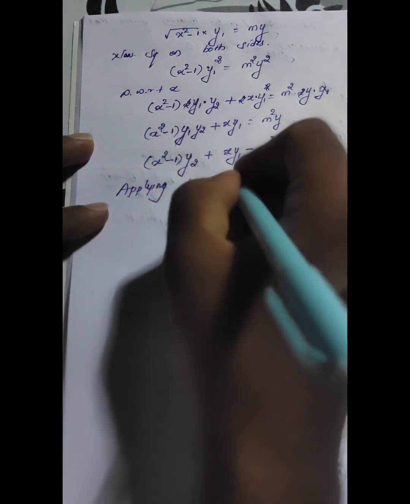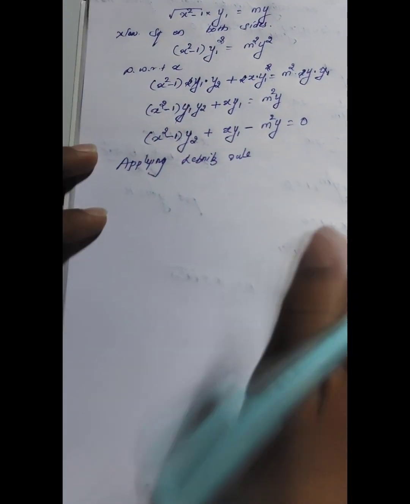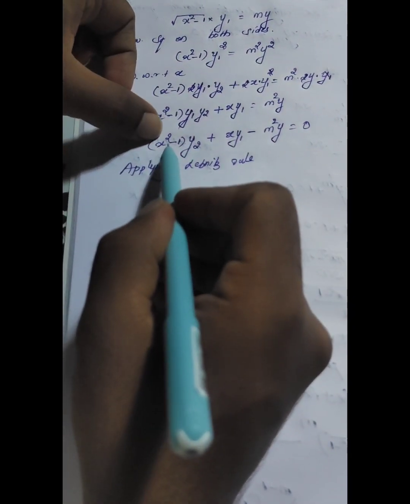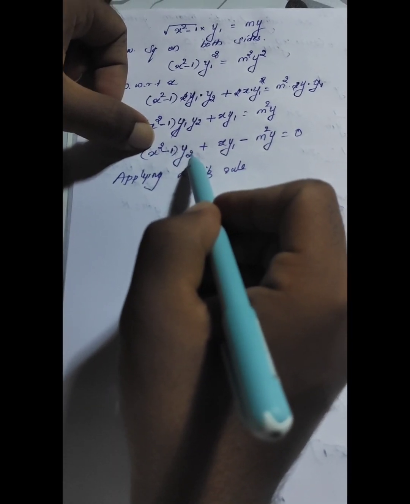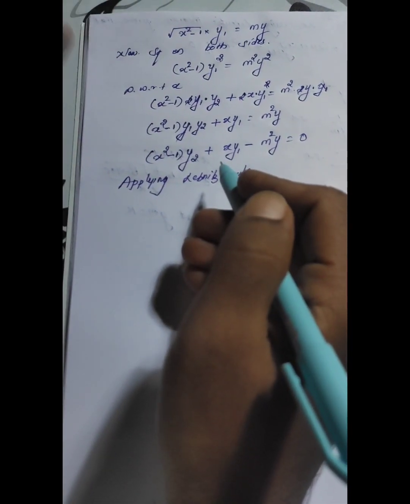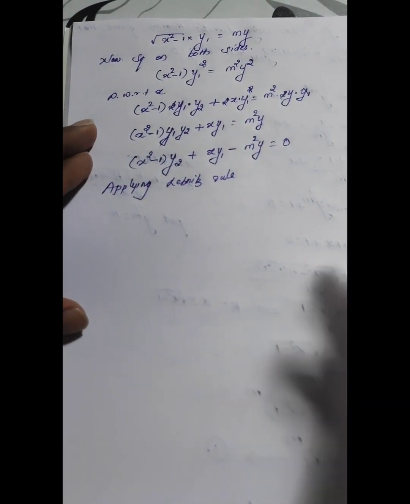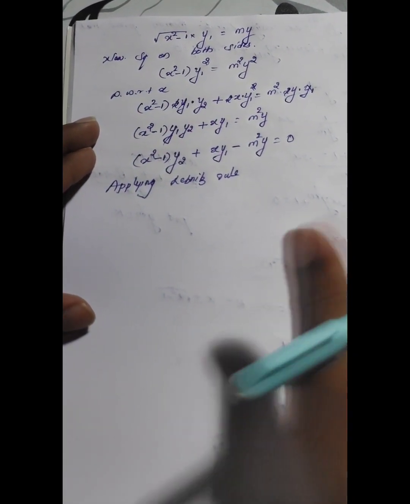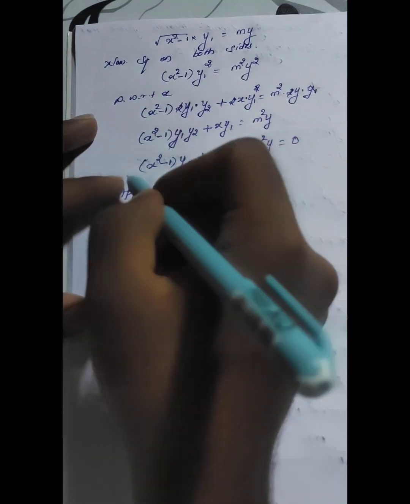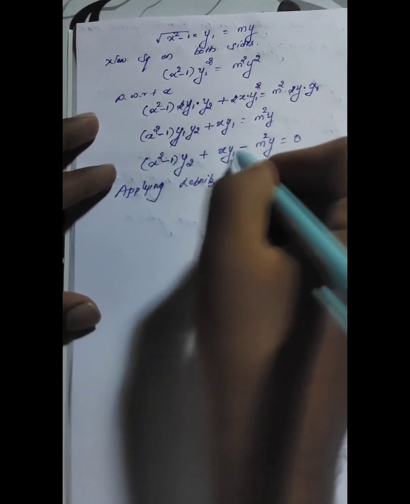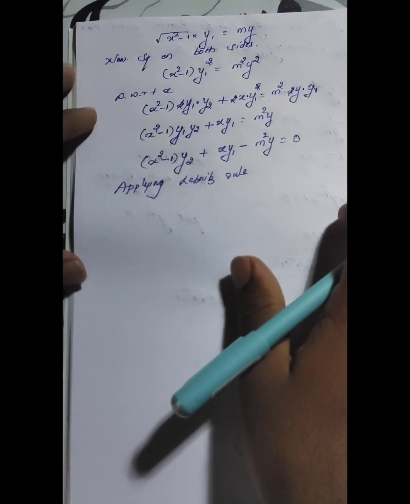Okay, applying Leibniz rule, what happens? Leibniz rule, we have to take the nth derivative of the first term, and y2 will keep as it is, and the first function will keep on decreasing its derivative, and the second function will keep on taking the derivative higher. Okay, so what happens? We have to apply the Leibniz rule for each term in this equation. So we have 3 terms here, so for all the 3 terms we have to apply the Leibniz rule.